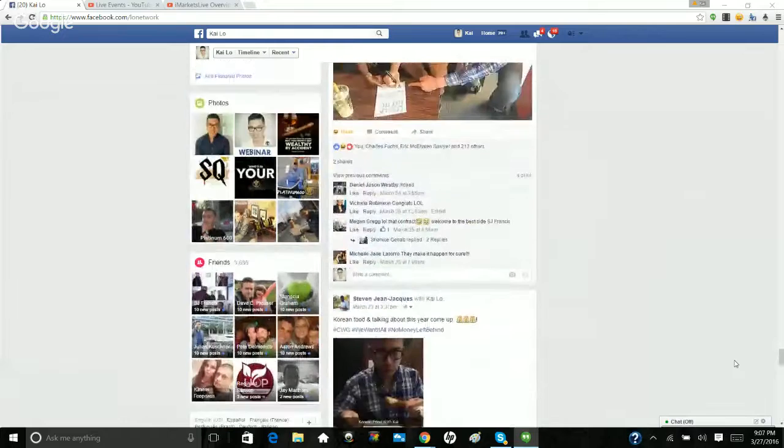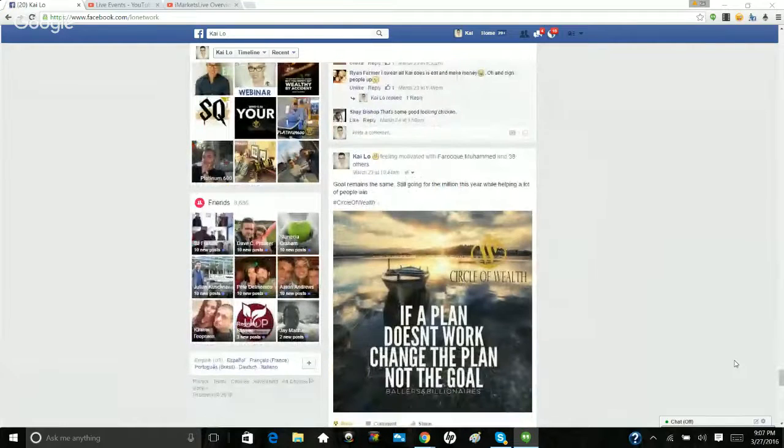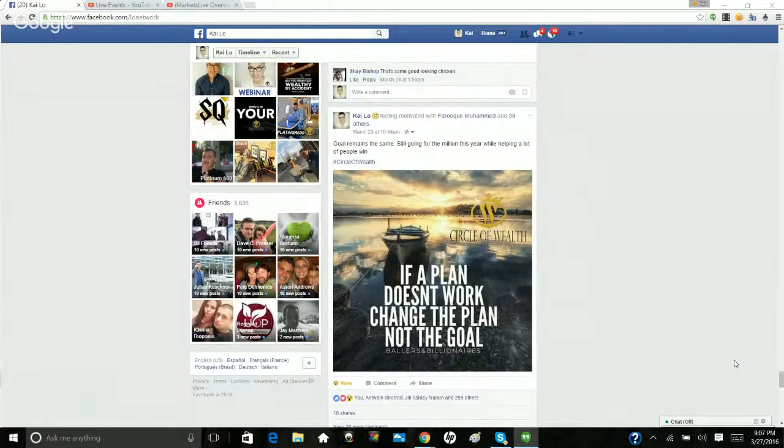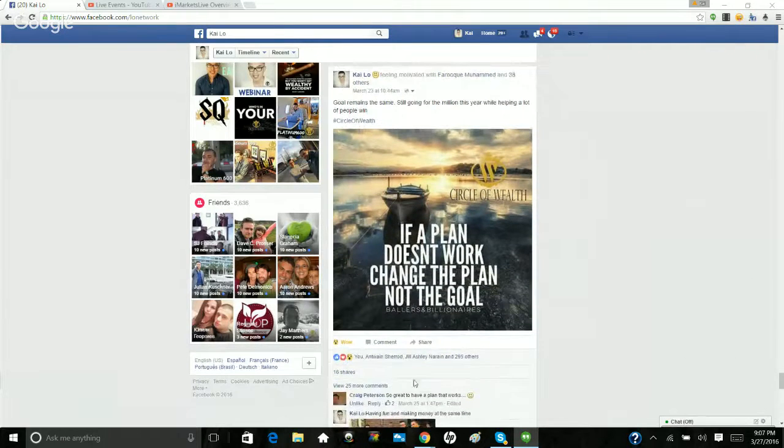And then from time to time, I would make one of these posts. These square images with like a quote. It's very powerful because people tend to share these. See, there's 16 shares. If a plan doesn't work, change the plan, not the goal. So maybe like once a week, you can throw something like that on your wall if you're running out of ideas and you're like, I'm not sure what to post that week.